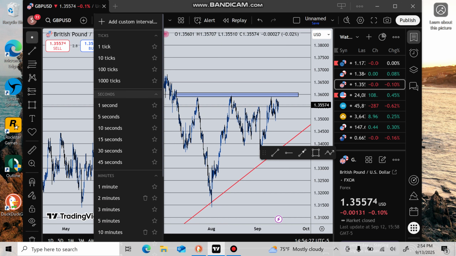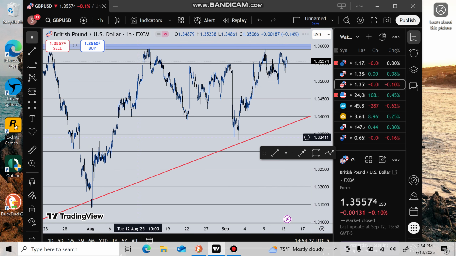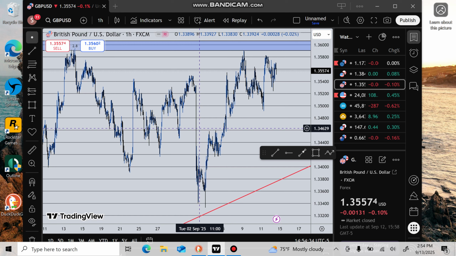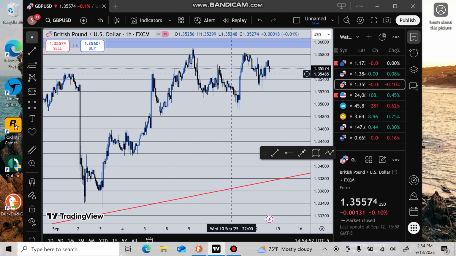Then we go to the hour, and you see that we are still currently making equal highs. We had an imbalance here that got filled. If we zoom in and focus on the part where it's paused right now because the market is closed, this is a perfect time to backtest. So we're at equal highs. It's like it's in an uptrend, but it's making equal highs, so it's no longer making an uptrend. We have an area of basically consolidation.